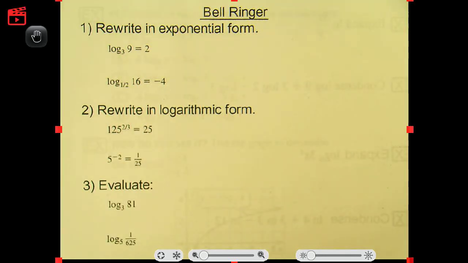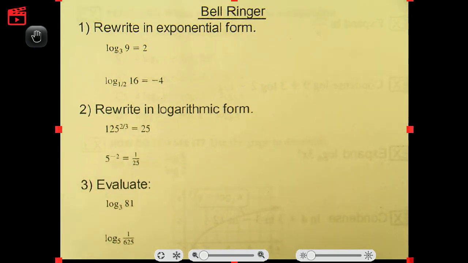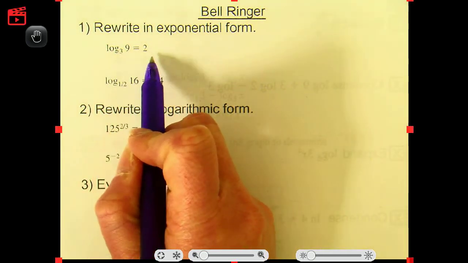This set of notes covers the properties of logarithms, but first let's start with a bell ringer review. Number 1 says to rewrite in exponential form. So we have log base 3 of 9 is equal to 2.